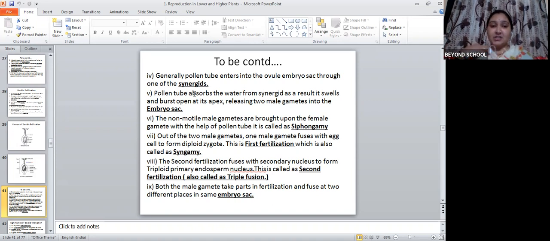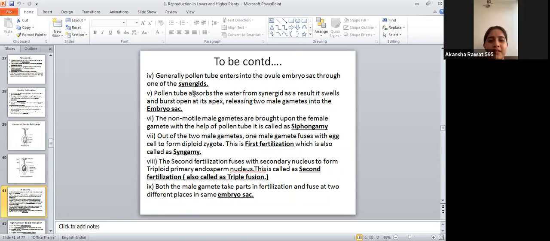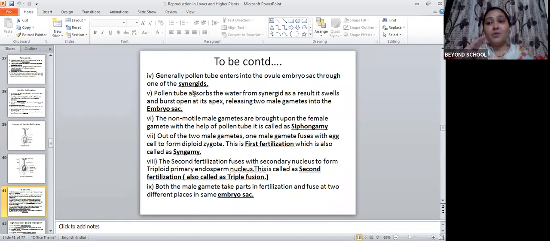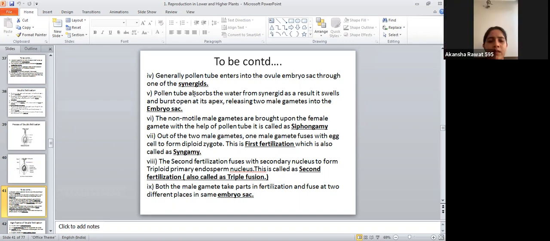Before synergids, let me tell you that the main intention is to reach the embryo sac. In the embryo sac, one egg cell is present, and that egg cell is laterally surrounded by two synergids, right? The synergids give development and nourishment to the egg cell.